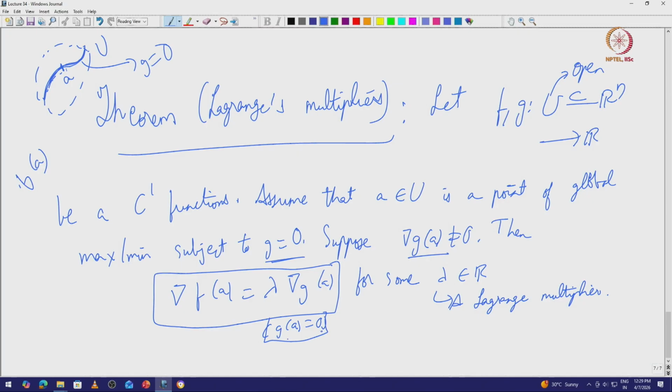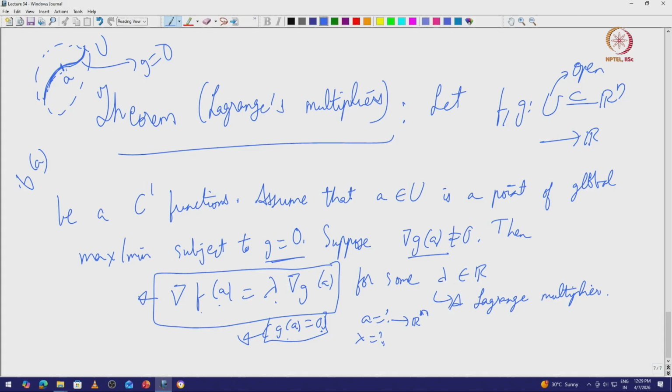G of A is 0 and gradient of f of A is lambda times gradient of g of A. So in other words, on paper, what are the unknowns here? A is unknown and so is lambda. A is an unknown in Rn, so you have n plus 1 unknowns, but this is one equation and these are n equations, so you have n plus 1 equations. So it is reasonable to expect that we can solve for both A and lambda. So that is the method of Lagrange's multipliers.